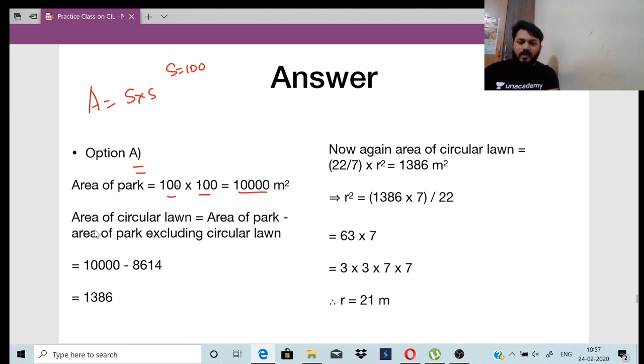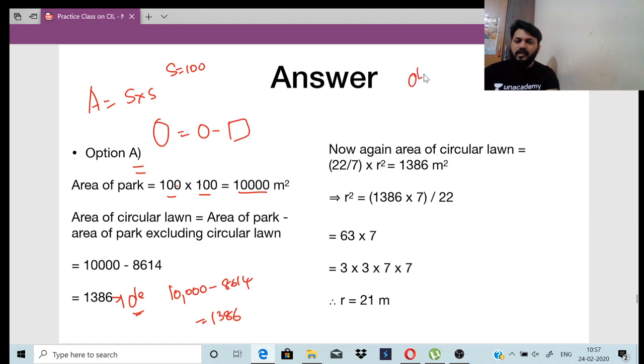What is the area of the circular lawn? It is the area of the park minus the area of the park excluding the circular lawn. The total area is 10,000, minus 8614 given, which is 1386. This is the total area of the circle.